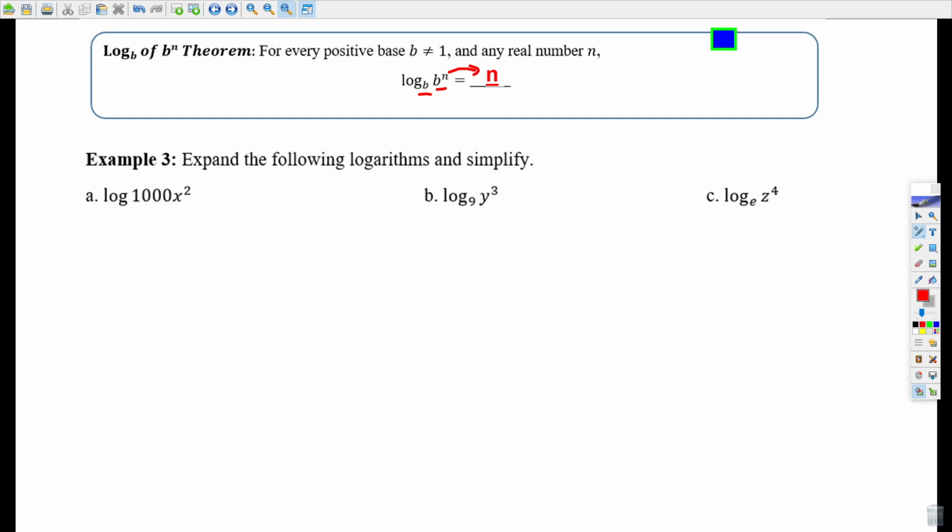Okay, example 3, expand the following logarithms and simplify. Okay, so I'm going to go ahead and break this apart. If you remember, when you see multiplication, you change it into addition. So this is going to be log of 1,000 plus log of x squared.